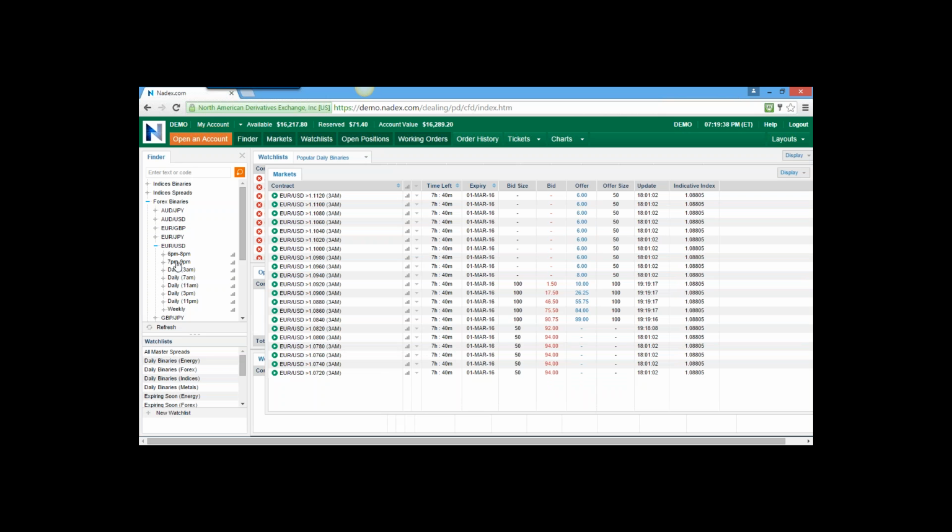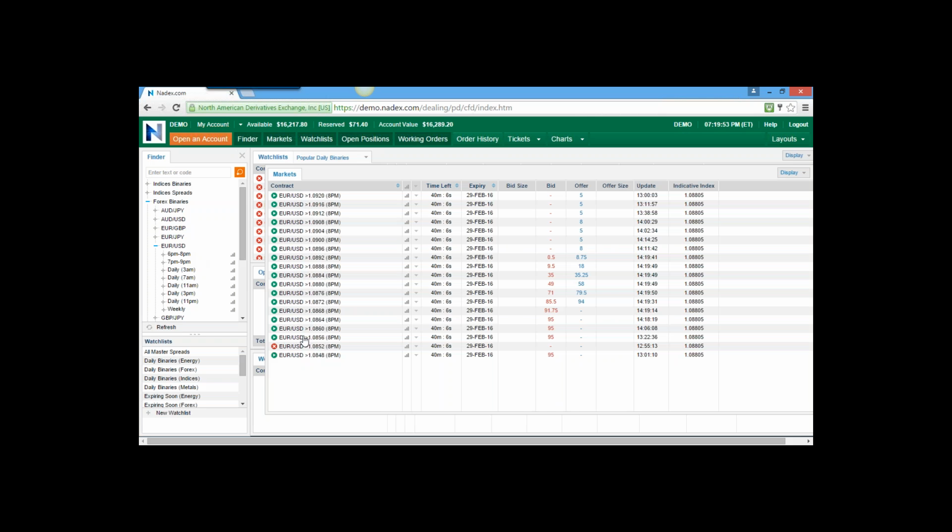Well, what about the ones that expire at 9 p.m.? Again, a bunch of different contracts here. These are a little closer, 0894, 0890. These are only 4 ticks wide, only 4 ticks different. What about the ones at 8 p.m.? A whole bunch of other binaries.